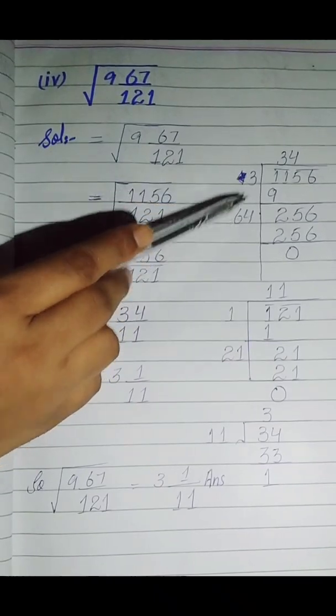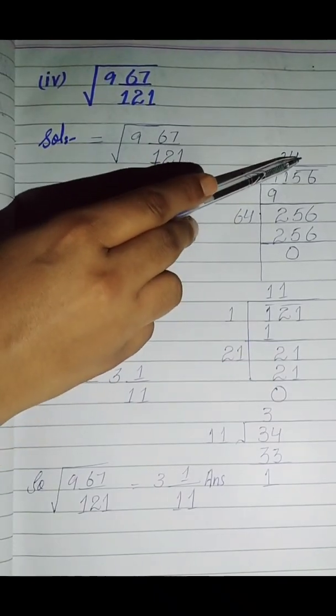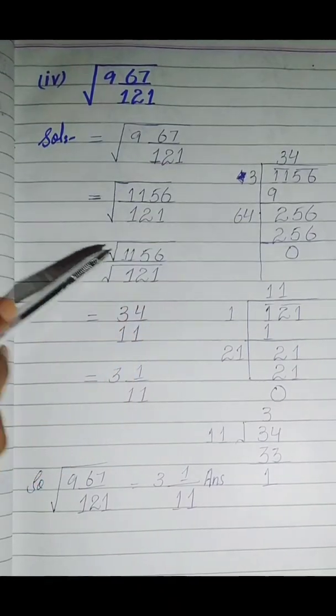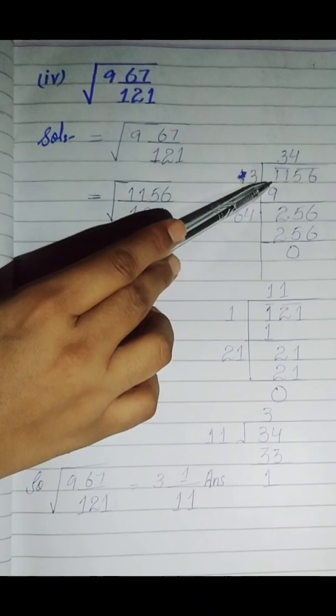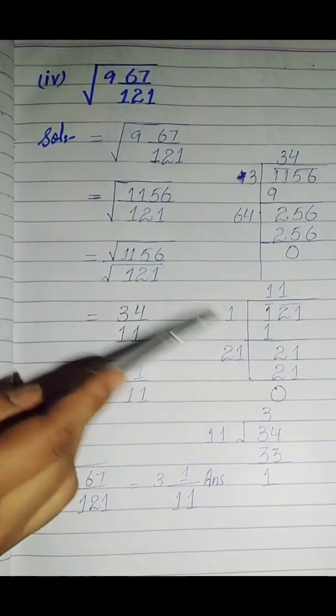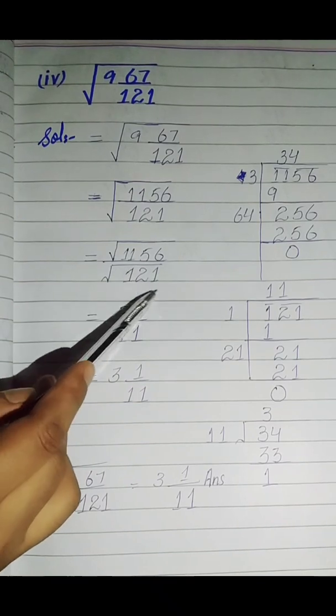Double the value 3, becomes 6. Now we take 4 as quotient and divisor. 64 multiply 4, we get 256. It means that the square root of 1156 is 34. Now we solve by the division method.